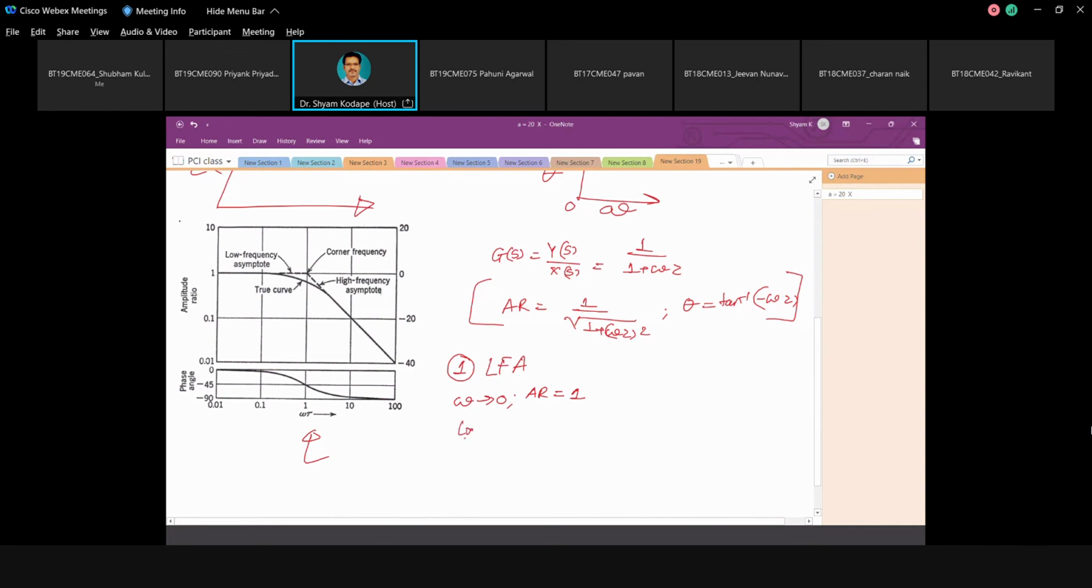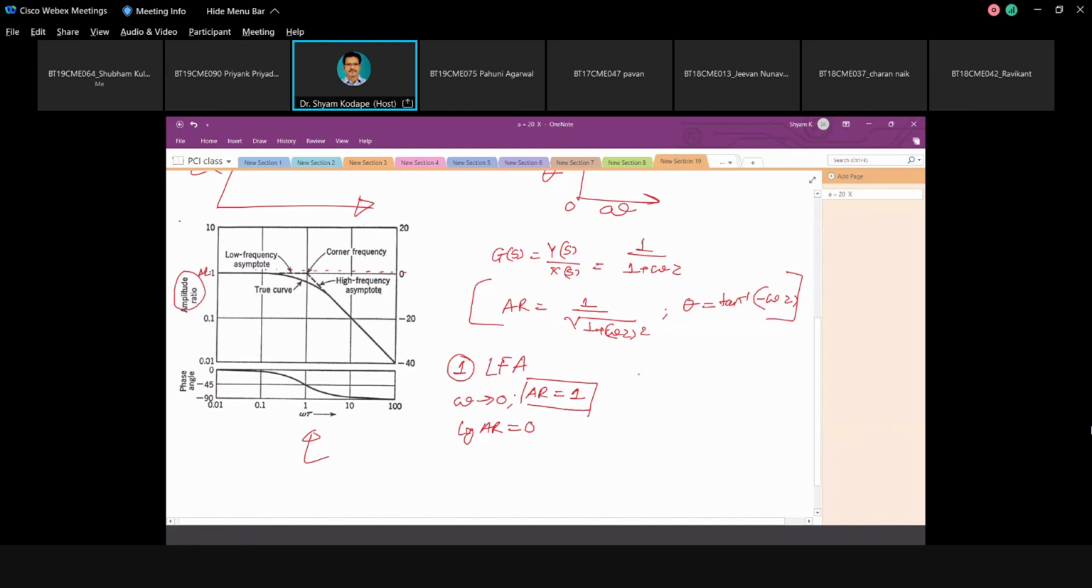So AR is equal to 1. Since this is a logarithmic plot, log of AR is equal to 0. Agree? AR is equal to 1 is the equation of the line. See here, the asymptote will start from lower frequency and move in this fashion. It is a horizontal line passing through AR is equal to 1, amplitude ratio equal to 1.